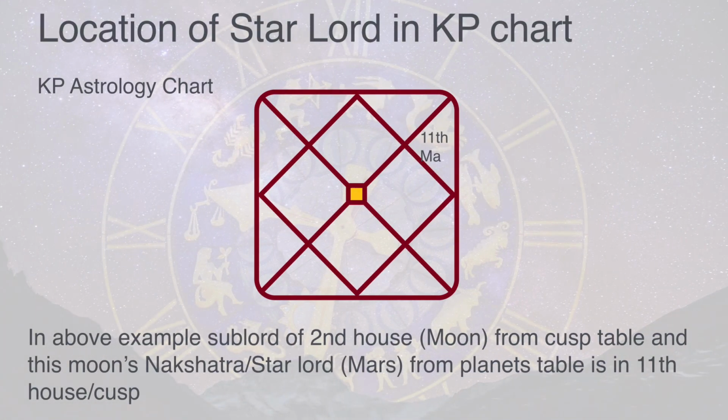Locating the star lord in a KP Astrology chart. In our example, the sublord of the second house is Moon, from the cusp table, and this Moon's star lord, Mars, from the planet's table, is in the 11th house or cusp.